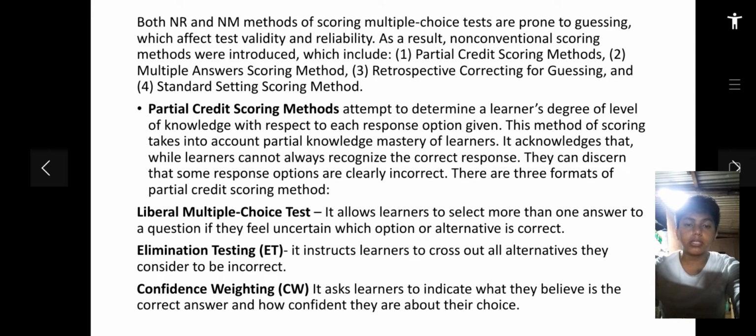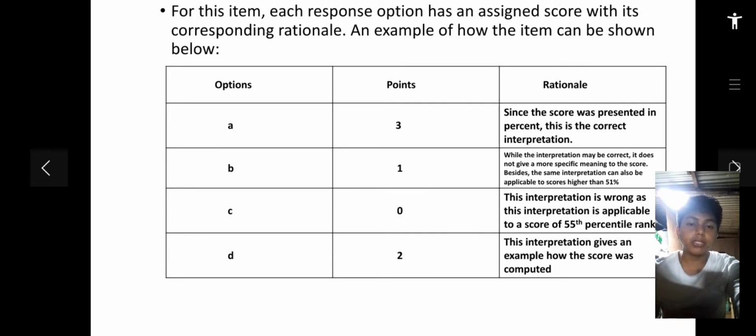So the last one is confidence weighing, CW. This asks students to say which response they think is the correct one and how sure they are in that response. Each response option for this question gets a score and accompanying justification. So here's an illustration of how it can be displayed.